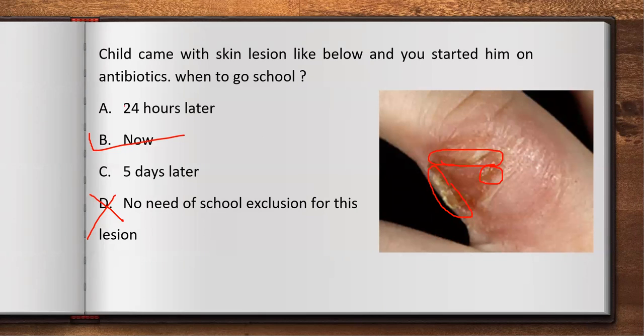And in which case do we send the child 24 hours after starting the antibiotic? Scarlet fever. Good, Dr. Ridima. So with scarlet fever, you send the child after 24 hours. And in which condition 5 days later? Chicken pox. Yep, varicella, right? But do you give antibiotic in varicella? No. So this patient you have given antibiotic. So what should it be?